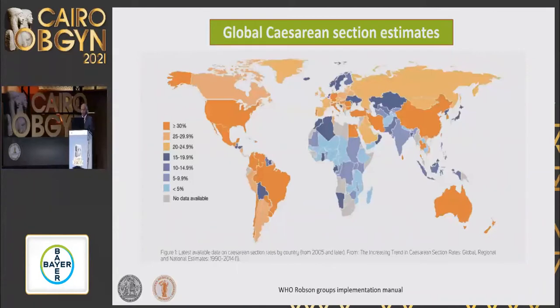So, vaginal birth after cesarean, how can women make an informed choice? This is the global cesarean section estimates all over the world. And you can see from the color patterns here which countries have low and high cesarean section rates. And I'm sure you are aware of this. Egypt is certainly one of the countries with fairly high cesarean section rate. So this talk is really quite pertinent to practice in Egypt.